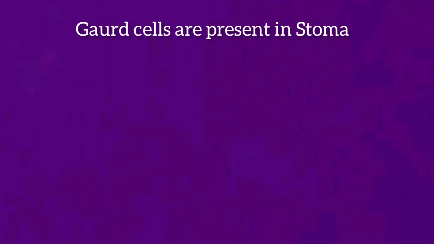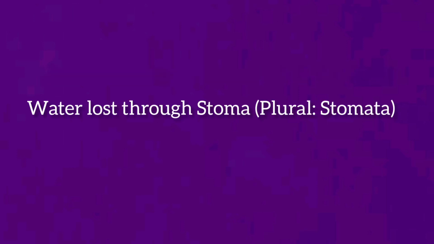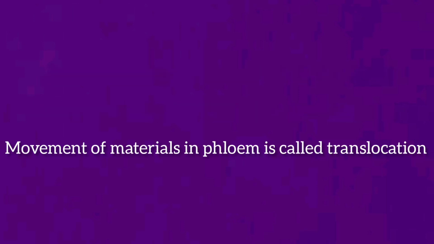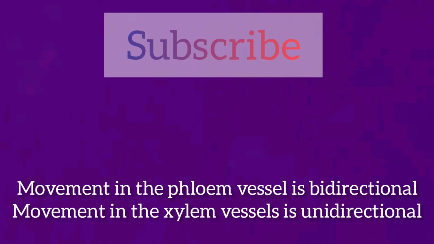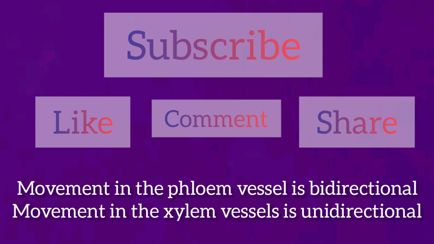Guard cells are present in the stoma. Spongy mesophyll cells are present in the leaf. Water is lost through the stoma. Movement of materials in phloem is called translocation. Movement in phloem is bidirectional. Movement in the xylem vessel is unidirectional.